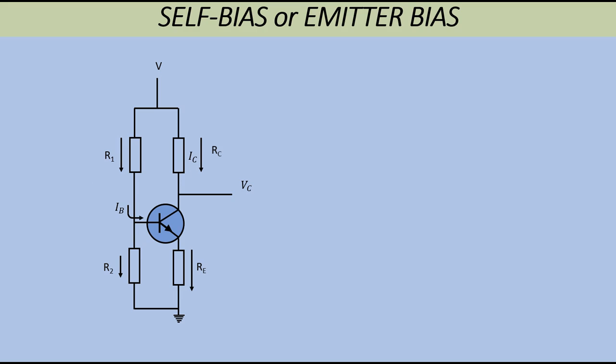Now the other thing to note is that because the emitter is no longer connected directly to ground, the emitter voltage isn't at zero like it was in the fixed bias arrangement. It's now going to be at a voltage slightly bigger than zero, because a current IB plus IC passes through RE, and that gives rise to a potential drop across the resistor RE, and therefore holds the emitter at a voltage VE which is greater than zero. Typically that's usually about 1 volt.